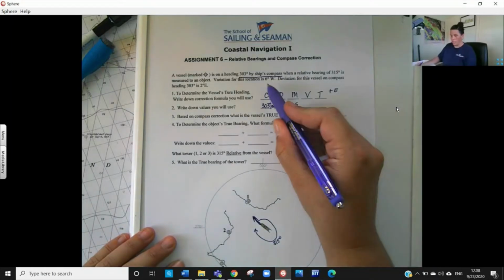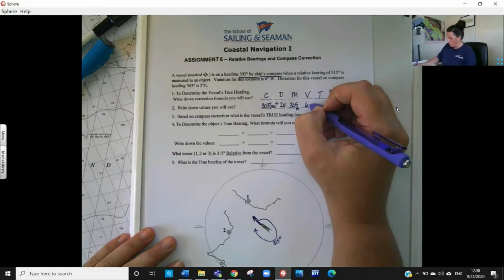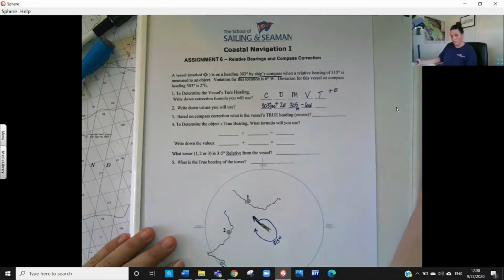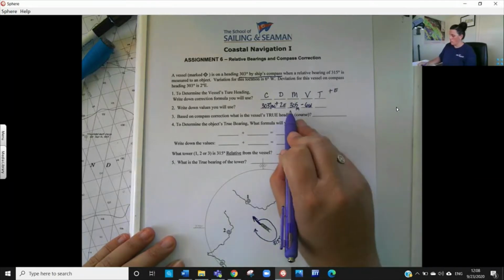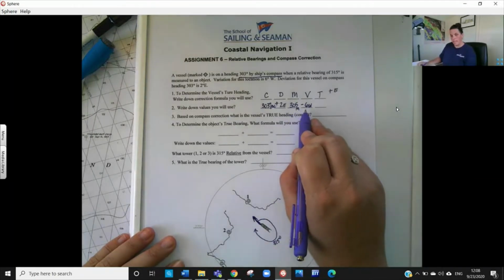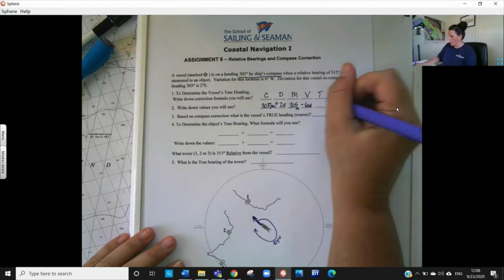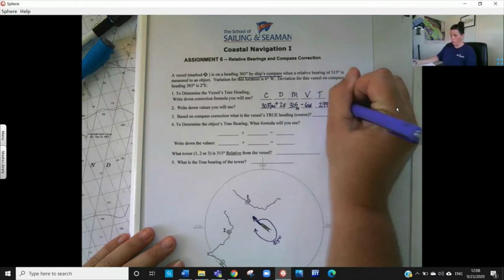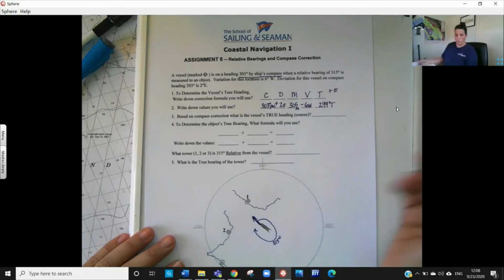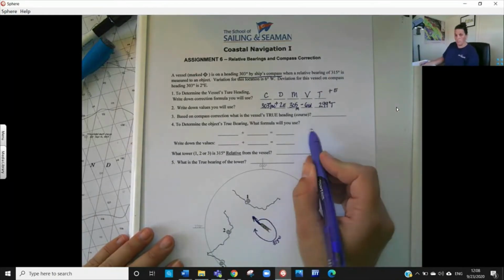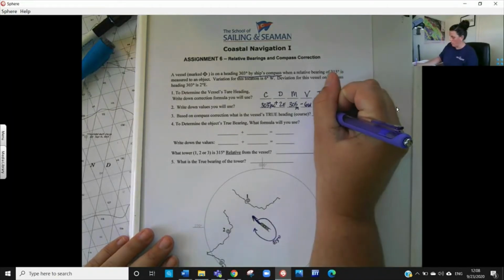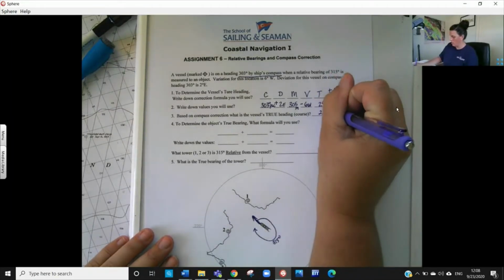My variation is 6 west. So I'm going to have 6 west, and it's west, so I'm going to be subtracting it going this way. So I have 305 minus 6. That gives me 299 degrees true. So based on this correction, what is my vessel's true heading? And that would be 299 degrees true.